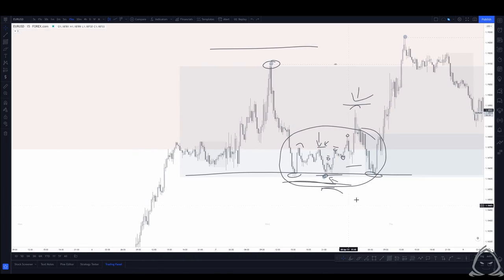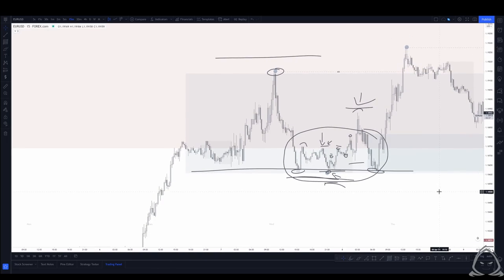So I hope that this was helpful in understanding the relationship between supply and demand, trends, market structure, the three different types of structure, and then how we can integrate the concept of protected and targeted structure to better understand order flow, to better understand what is happening behind the scenes.